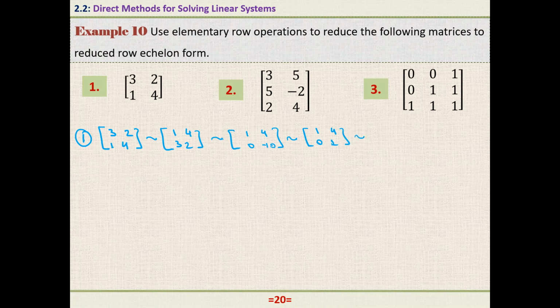It is in row echelon form, but still it's not in reduced row echelon form. So one more, multiply the second row by -4 and add it to the first row. Then we'll have here 1, 0, 0, 1. So that is the reduced row echelon form of the given matrix.